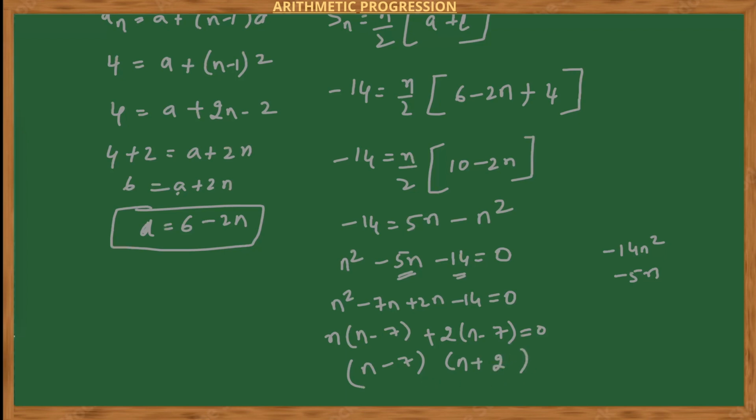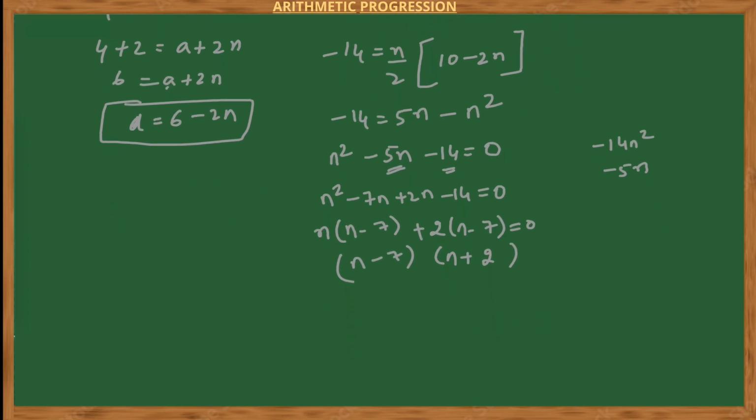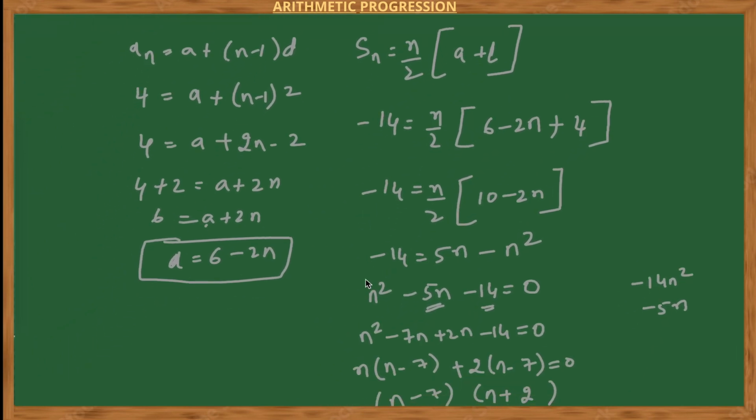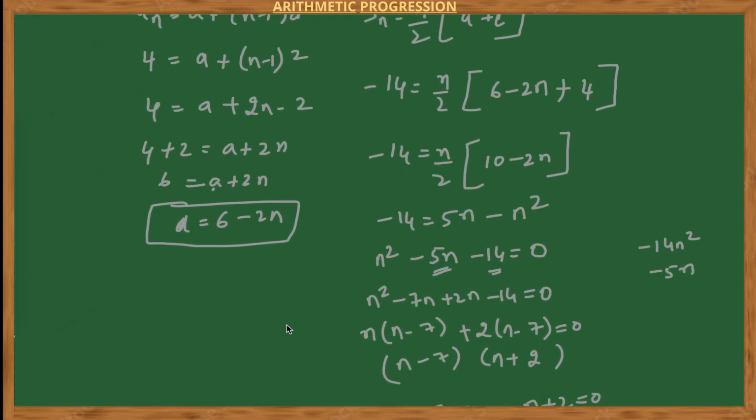Then the value of n: n minus 7 is equal to 0, n plus 2 is equal to 0, so n is equal to 7, n is equal to minus 2. It cannot be negative, so the value of n is equal to 7. Okay, so we got n is equal to 7. Further we can solve by having the value of n.